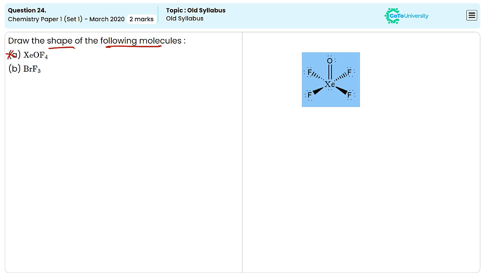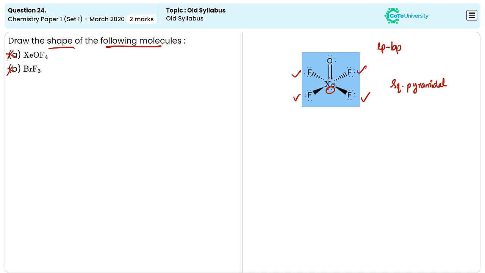Among these 8 electrons, 4 electrons are utilized by 4 fluorine atoms to make covalent bonds. An oxygen atom is forming a double bond with xenon, which means 2 electrons are utilized. So this xenon is containing 5 bond pairs of electrons and 1 lone pair of electrons. So here the expected geometry is octahedral, but due to the lone pair bond pair repulsion, the geometry is square pyramidal.